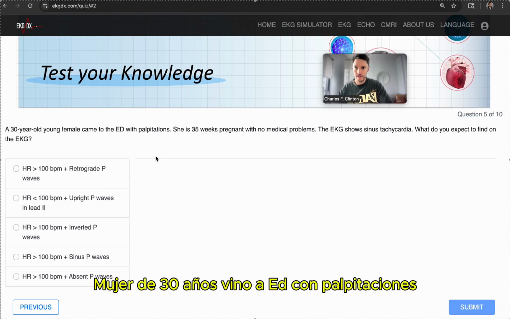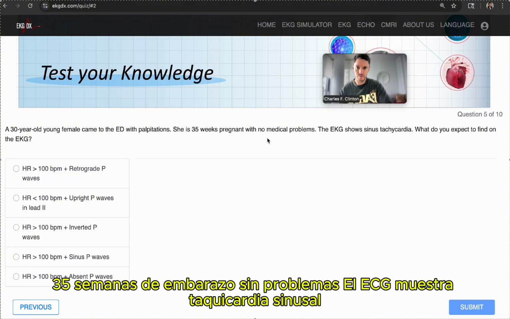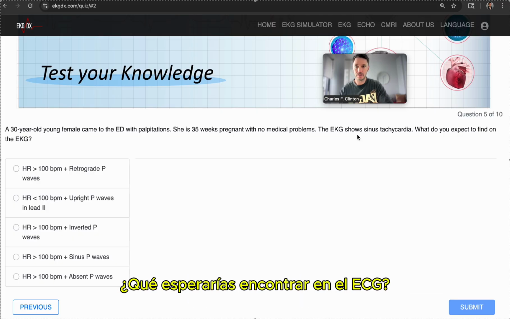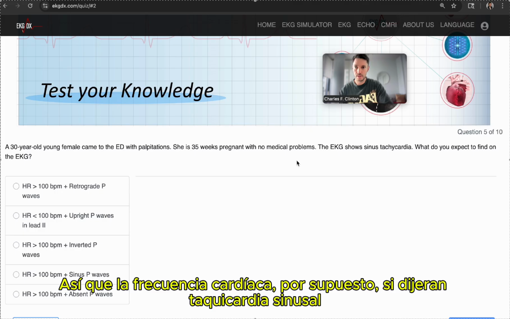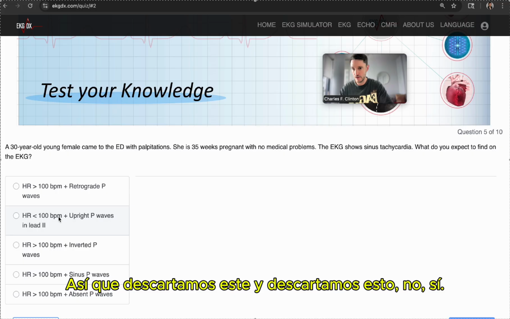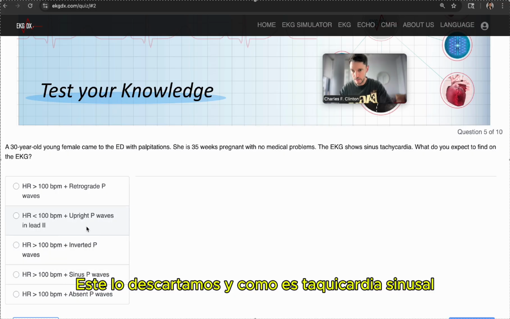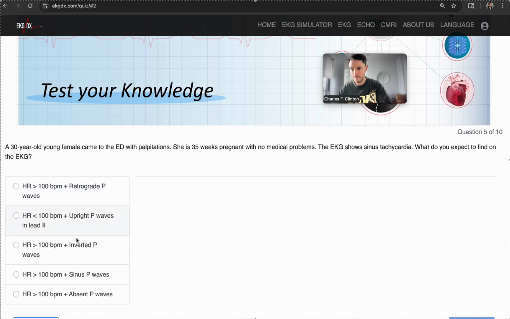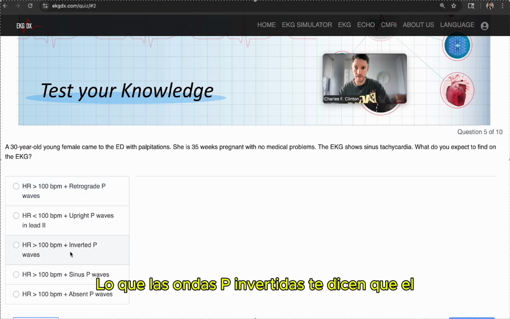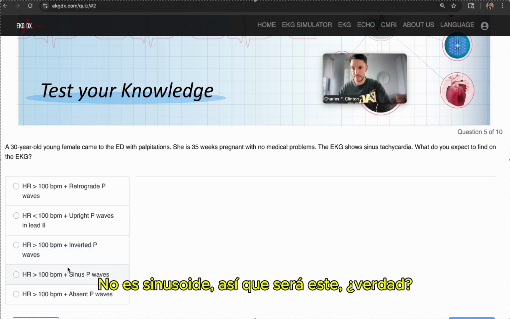A 30-year-old female came to the ED with palpitations, 35 weeks pregnant, no problems. EKG shows sinus tach. What would you expect to find on the EKG? Of course, if they said sinus tachycardia, heart rate is going to be above 100, so we rule out this one and this one. And since it's sinus tach, there's going to be a P wave before the QRS, so we rule out this one. Inverted P waves tell you that it's not sinus. So it's going to be this one, right?